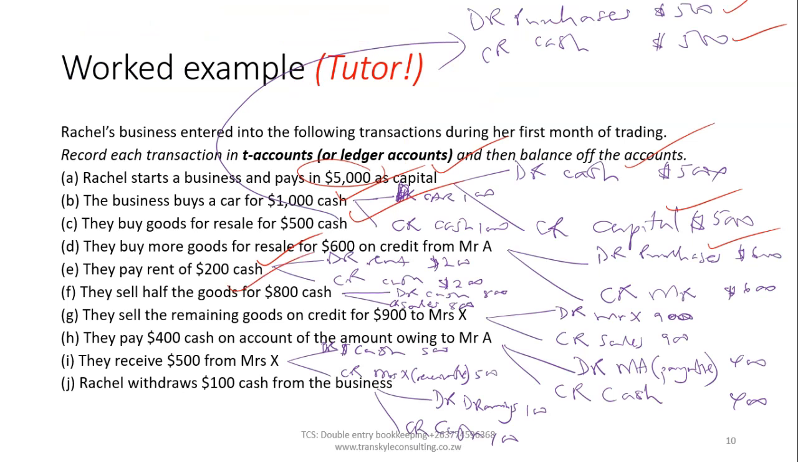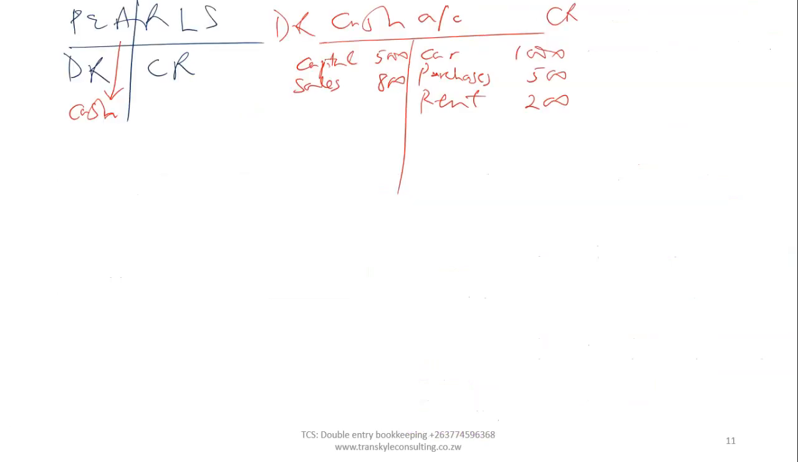Then they sell the remaining goods on credit for $900 to Miss X. But this one was a credit entry, so we ignore it. They pay $400 cash on account of the amount owing to Mr. A. So the payable was paid, $400.